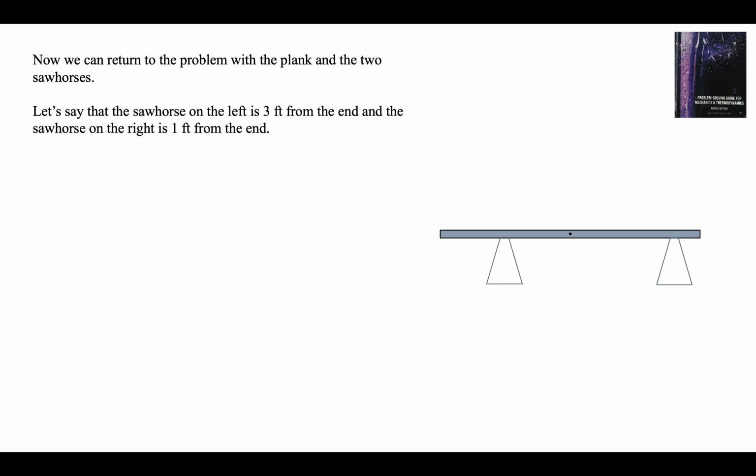So now let's return to the problem with the plank and the two sawhorses. There we go. Let's put some numbers here. The plank is 12 feet long. The sawhorse on the left is 3 feet from the end. The sawhorse on the right is 1 foot from the end. That's 4 feet total. The distance between the sawhorses is 8 feet because the total length is 12 feet.